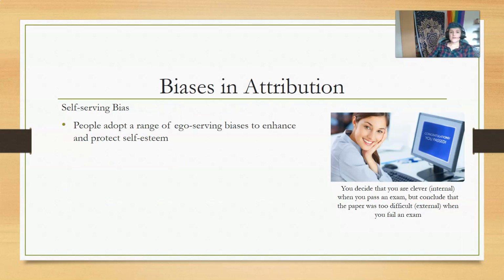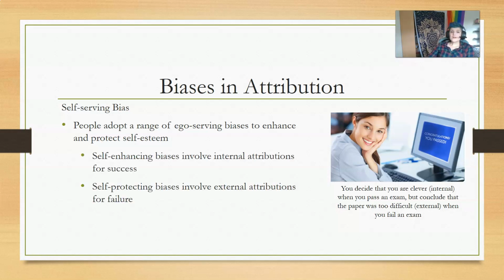People adopt a range of ego-serving biases to enhance and protect their self-esteem. Self-enhancing biases involve internal attributions for success, and self-protecting biases involve external attributions for failure. So, for example, I passed my English test because I'm very, very intelligent and I worked really, really hard. But I failed my maths test because the teacher doesn't like me. Do you see how there I made it someone else's fault that I failed, but it's because of my own hard work that I achieved?